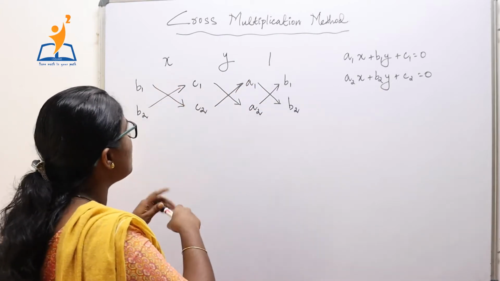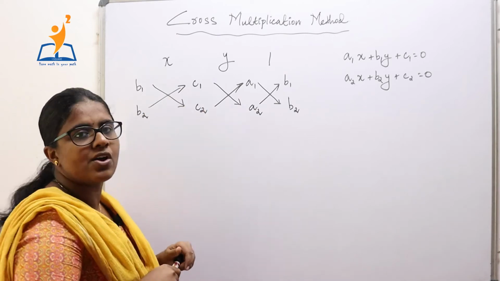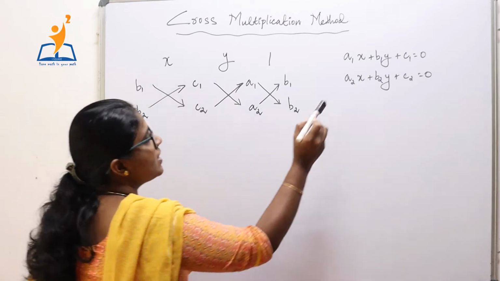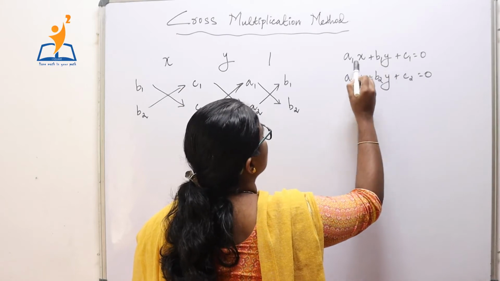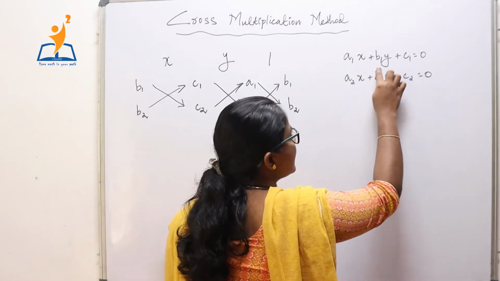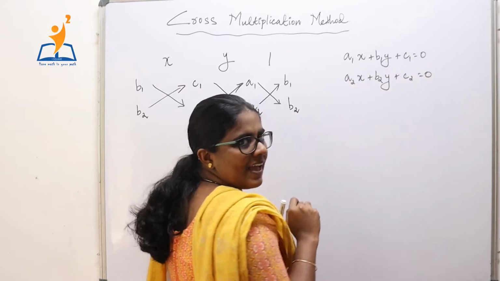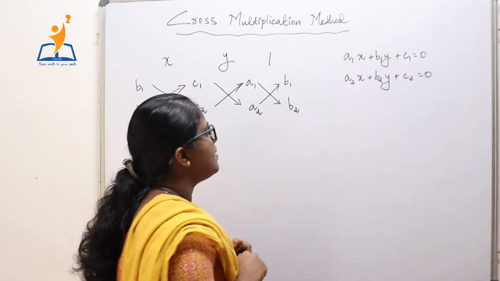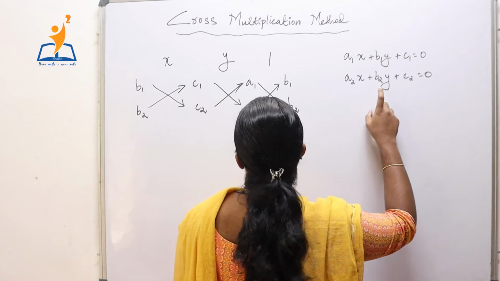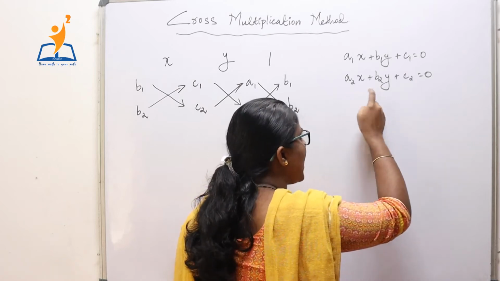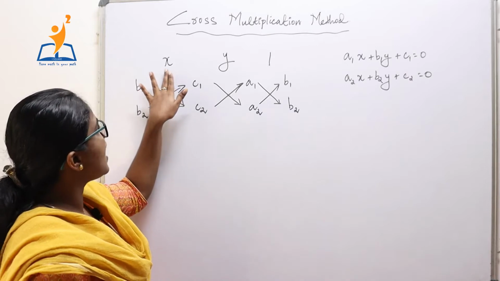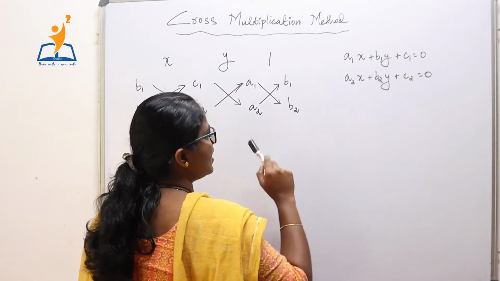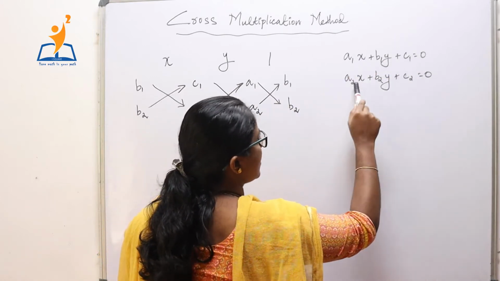Remember that. Now we are going to write the coefficients and constants in two lines. In the first line we have b1, c1, a1, b1. This is the order, starting from b1 and going in a cyclic order, that is b1, c1, again a1 and b1. Now again in the second line we have b2, c2, a2 and b2. In between we have x, y and 1.